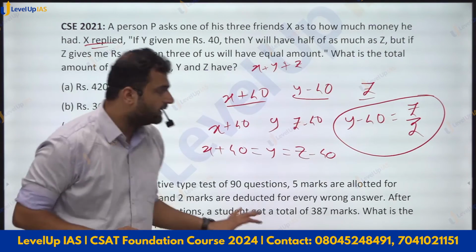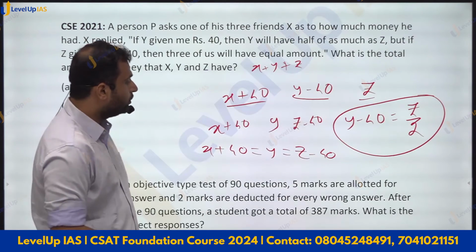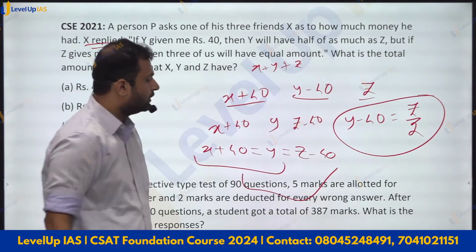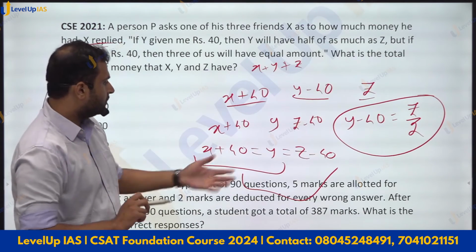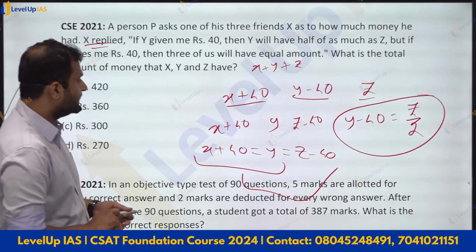Now you may think that we have 3 unknowns but only 2 equations. But no, this is one equation and this is one equation, because there are 2 equality signs. So now yes, we have enough equations. We have to solve for X, Y and Z. Let us solve.